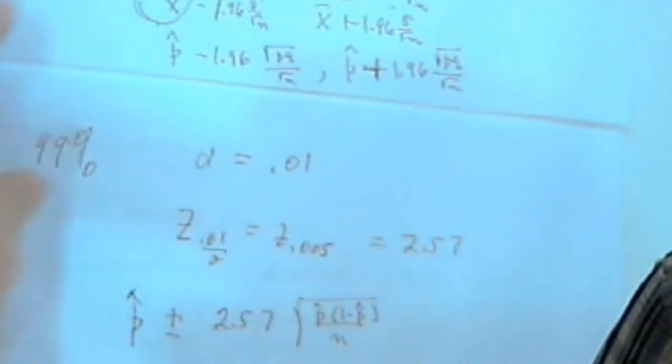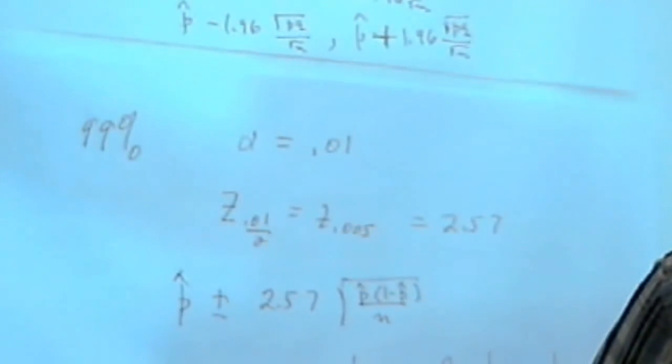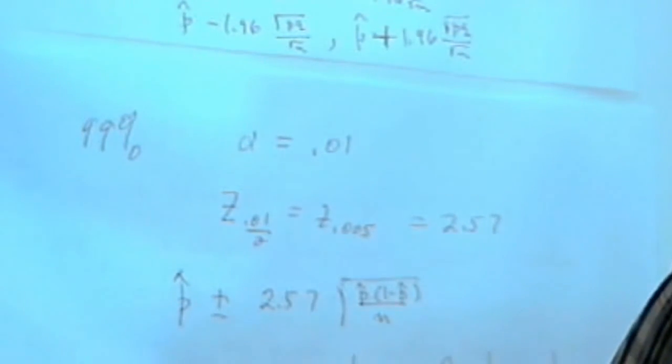Okay, any questions on that? That's a review on confidence intervals. This is for the binomial proportion. If I change alpha, well, we can go over some.